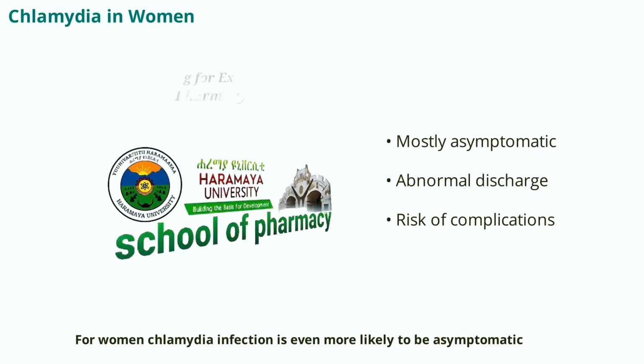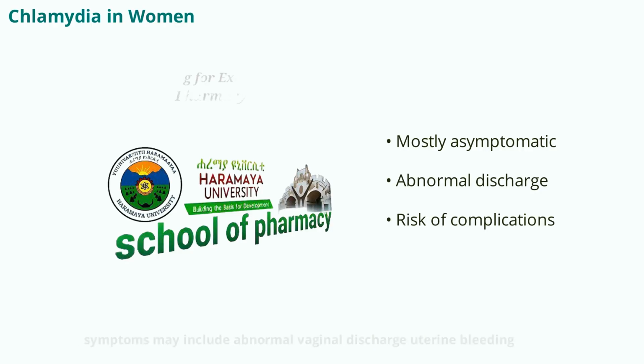In women, chlamydia infection is even more likely to be asymptomatic, with over 2/3 of cervical infections showing no symptoms. When present, symptoms may include abnormal vaginal discharge, uterine bleeding, and purulent urethral or rectal discharge. Dysuria and urinary frequency are less common. As with men, the lack of symptoms can delay diagnosis and increase the risk of complications like pelvic inflammatory disease.